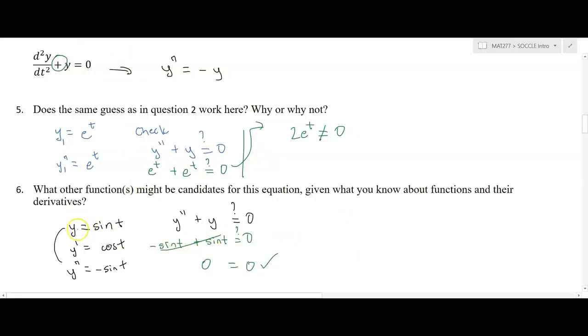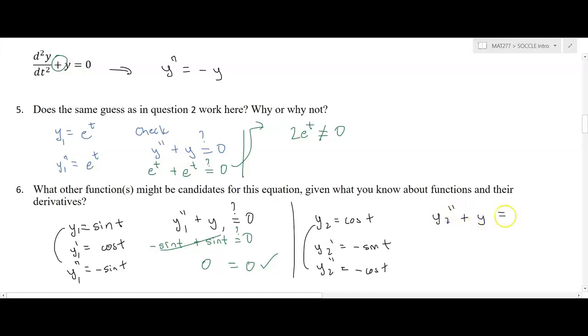So let's also try, because we said there's going to be two solutions here, y2 equals cosine of t as a second guess. Well, its first derivative is going to be negative sine of t. And the derivative of the derivative is going to be negative cosine of t. And so once again, you see that if you add these two functions together, they are going to cancel out and give us 0. So does y2 double prime plus y equal 0? We plug them in. We have negative cosine t plus cosine t. Does that equal 0?